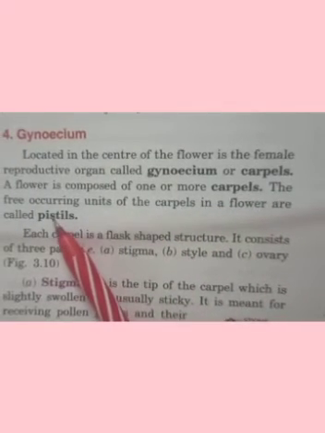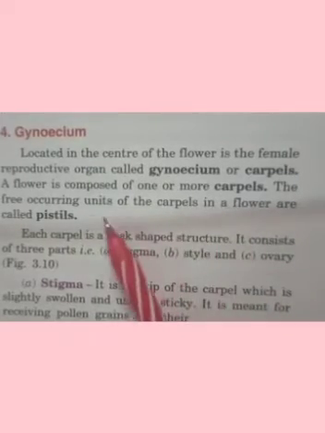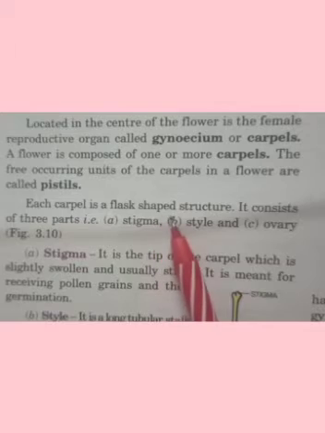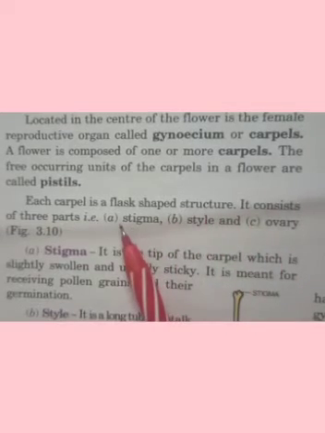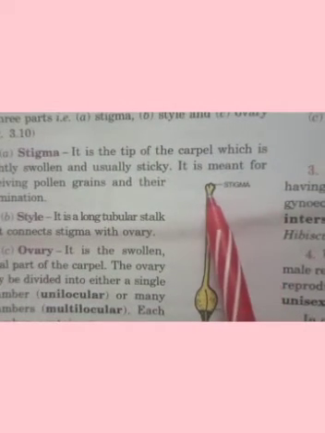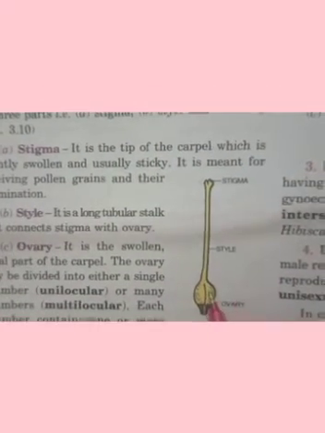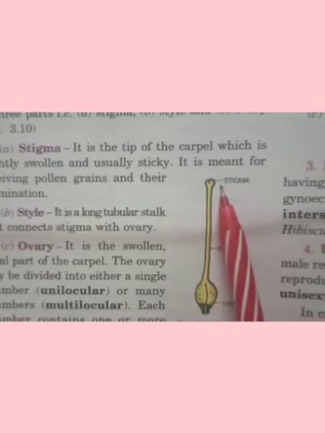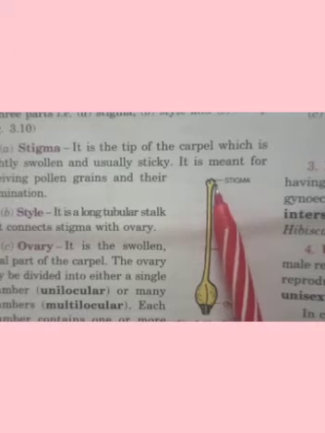The free occurring units of carpels in the flower are called pistils. Each pistil or carpel is a flask-shaped structure and it consists of three parts: stigma, style, and ovary. Stigma is the tip of the carpel which is slightly swollen and usually sticky.